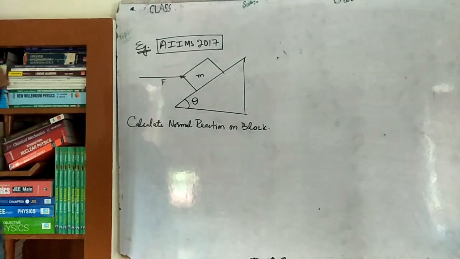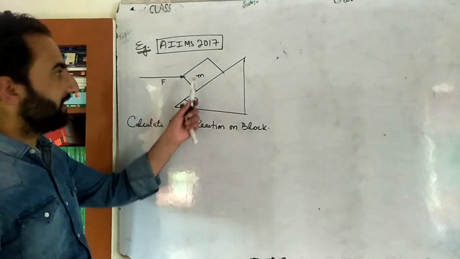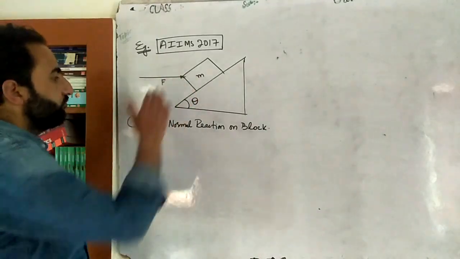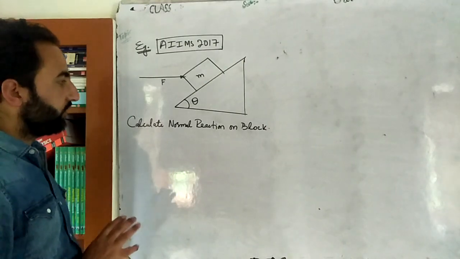Okay, another example of the same format. It was asked in AIIMS 2017. The question is like this: this is a block of mass M. It is placed on an inclined plane. Angle theta is the angle of inclination. External force F is applied on this block. The question is simply to calculate the normal reaction. We do not calculate the acceleration, but only the normal reaction.